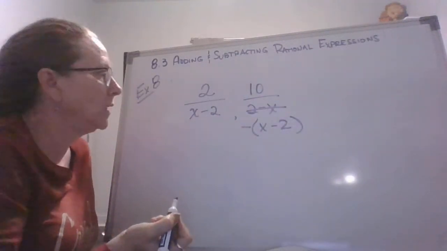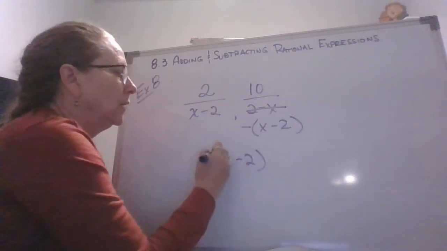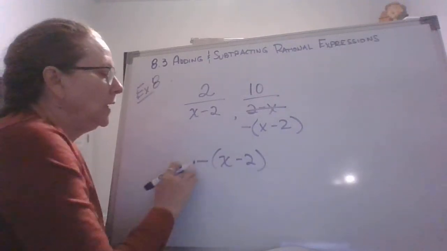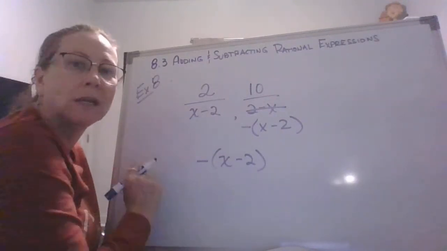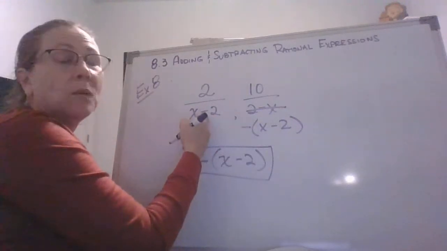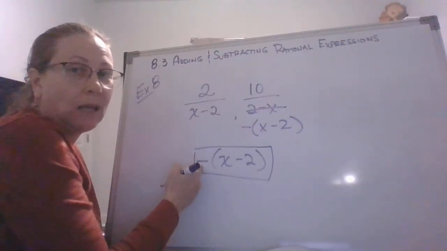So what is the LCD? Well, it's not just x minus 2. There's a negative 1 here as well. Negative 1 times x minus 2, or negative x minus 2. So we have the same binomial and the same coefficient, or the negative 1 coefficient.